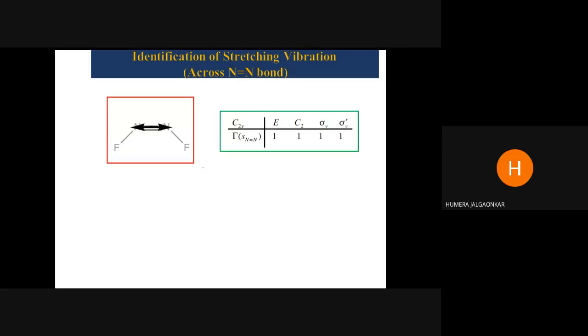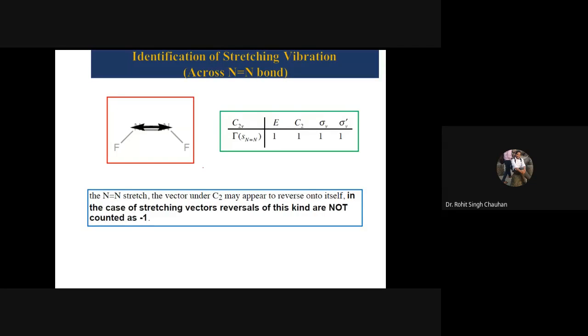N single bond and N double bond. Very good. Actually, two bonds will be there. One is the NN double bond and another is NF. Three is not possible. For stretching, three is not possible. For IR we can understand.